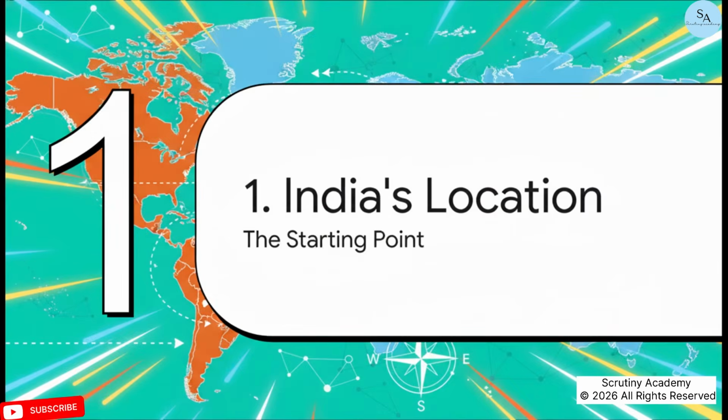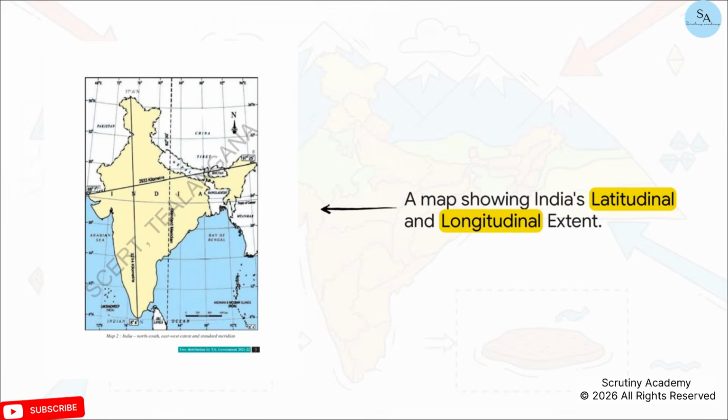First things first, we got to know where India is on the map, right? This first part is all about the numbers and coordinates that define our country's huge expanse. Think of it like the GPS coordinates for the start of our grand geographical tour. So take a look at this map. It shows you the precise boundaries of mainland India, and you need to pay super close attention to the north-south and the east-west extents. These specific numbers aren't just for show. They are pure exam gold.